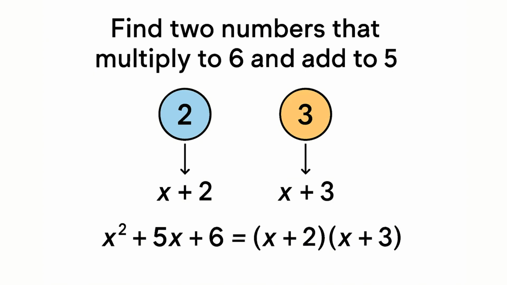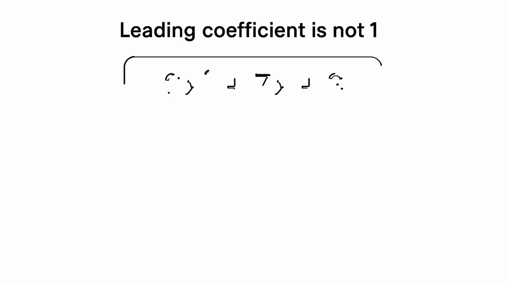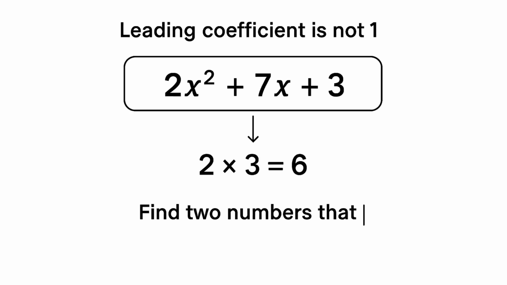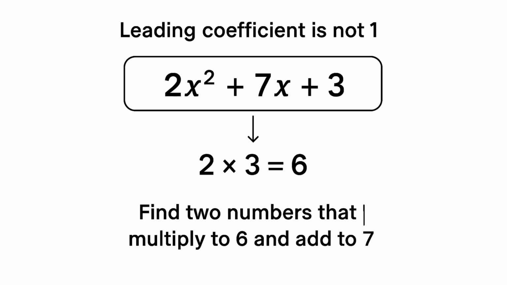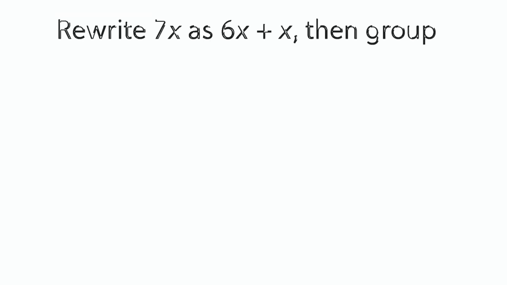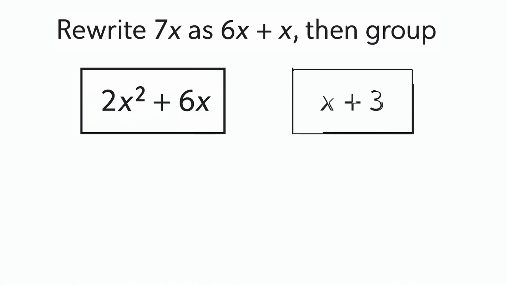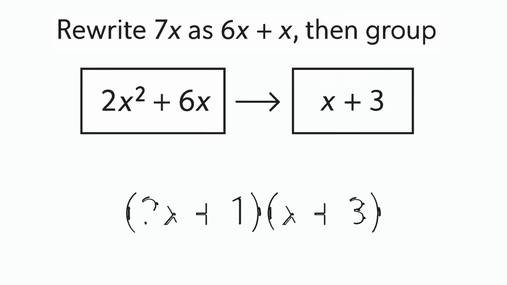If the leading number is not 1, we can still factor. For example, 2x squared plus 7x plus 3. We want two numbers that multiply to 2 times 3, which is 6, and add to 7. That is 6 and 1. We rewrite 7x as 6x plus x. Then use grouping, and we get 2x plus 1 times x plus 3.